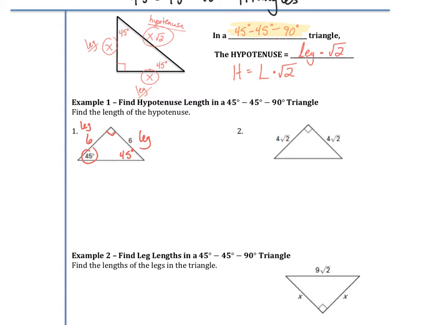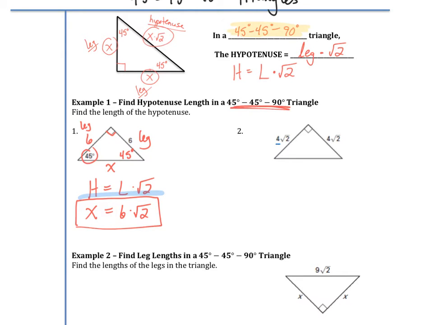The hypotenuse is what we're looking for, so we're going to call this x. So remember, in a 45, 45, 90 triangle, the equation is hypotenuse equals leg times square root 2. So the hypotenuse is x, and the leg is 6. So the hypotenuse in this one is going to be x equals 6 square root 2. Okay, and the biggest thing is you have to know this equation right here.